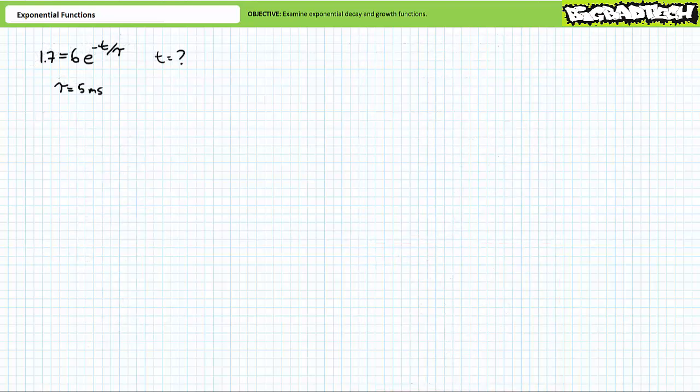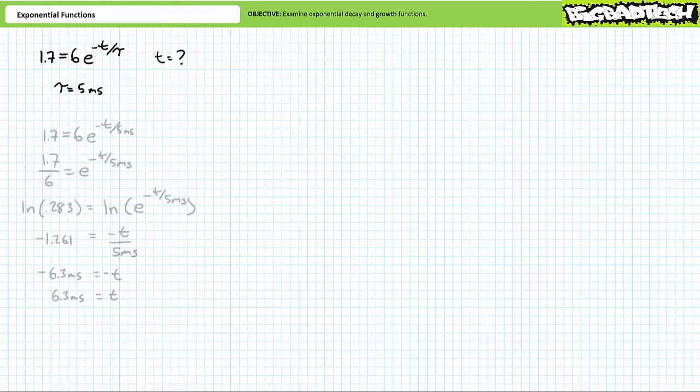Let's try this in reverse. Given known y values, we can also solve for time values that satisfy these conditions. Allow me to demonstrate. Consider an occasion in which we know 6 times e to the negative t over tau equals 1.7. Additionally, we know tau to be 5 milliseconds. At what time value is this condition true?